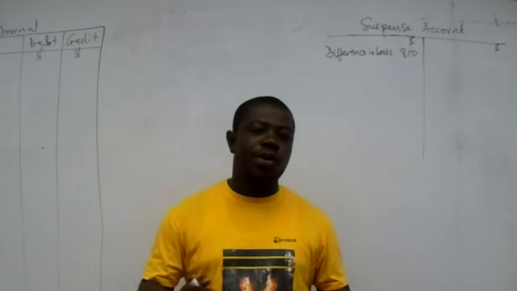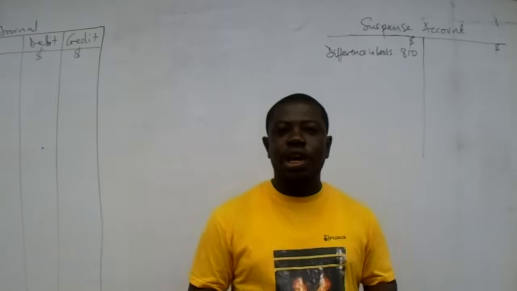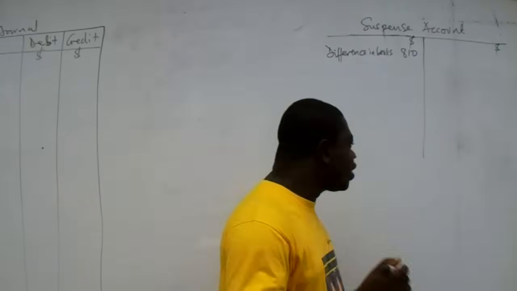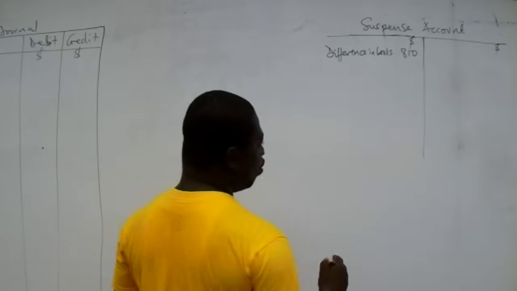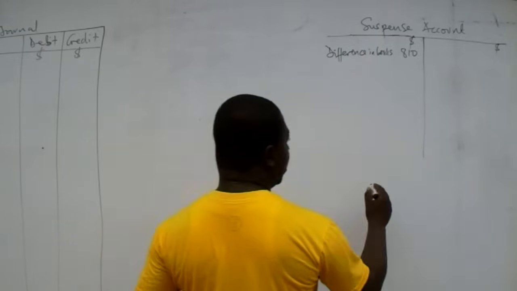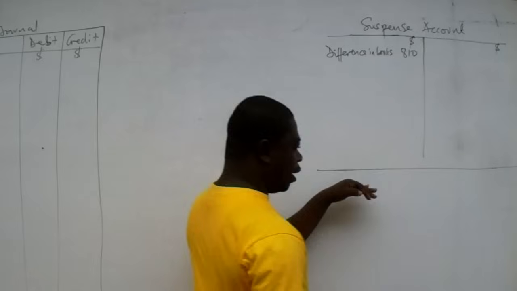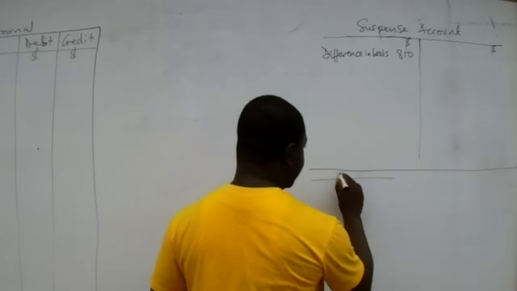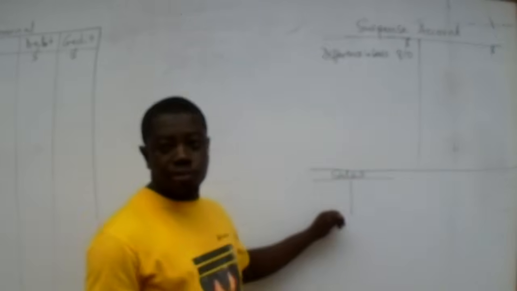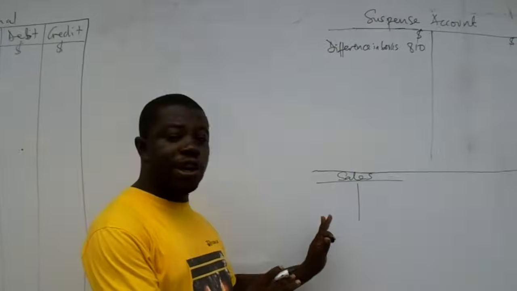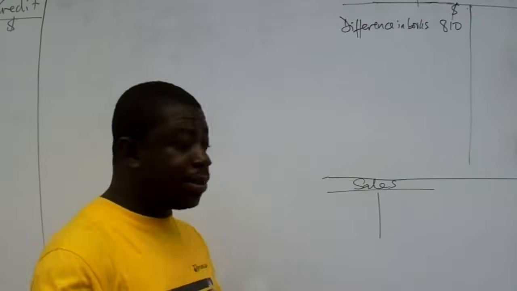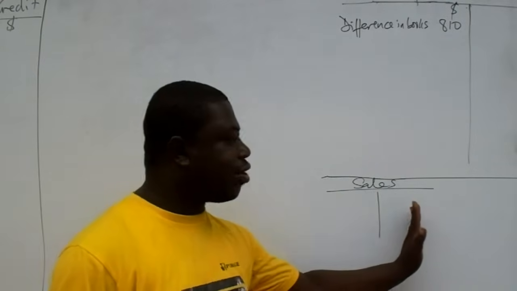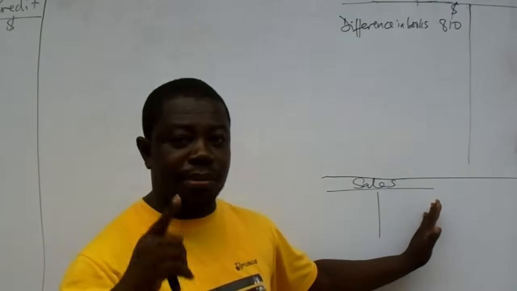Because sales has been overstated, we have to correct this error. So if the credit side of the sales account has been overstated, let me draw a line and do some small workings here. Let us assume that this is a sales account. Pardon me, it's very small, but that is not part of the requirement. I'm just using it to explain the concept of this correction. We are saying that the credit side of the sales account has been overstated by 90.